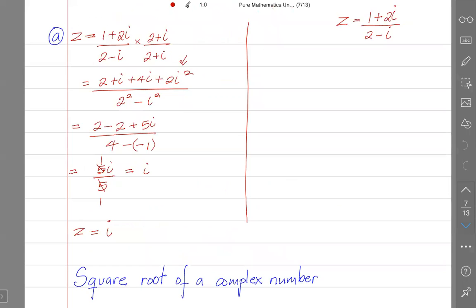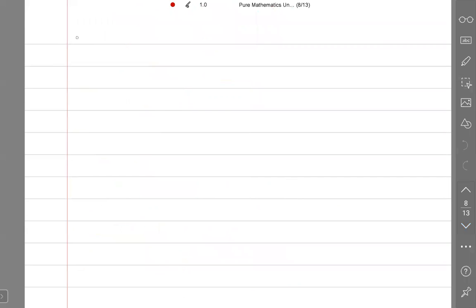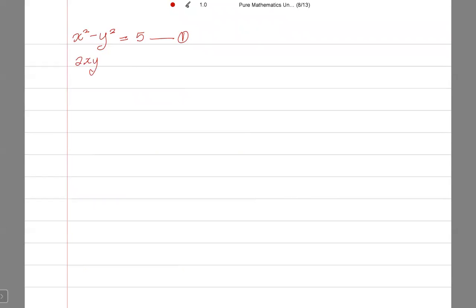Turning the page. So now I'm going to have x squared minus y squared is equal to 5. So the real part on the left is equal to the real part on the right. This is my equation 1. And 2xy, which is the imaginary part of the complex number on the right, is equal to 12, which is the imaginary part of the complex number on the left. This is equation 2. Now, all I have to do is solve these two equations simultaneously.